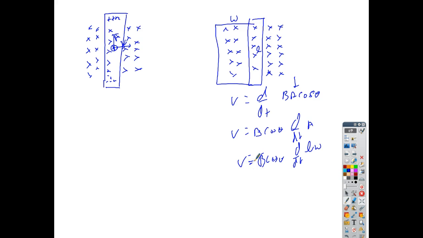Am I really changing the length? Not at all. So this becomes BL cosine theta times the rate at which I'm changing the width. What do we call the rate at which I'm changing the width? Velocity, V. It's how fast the bar is being pushed, right? So it's just V.